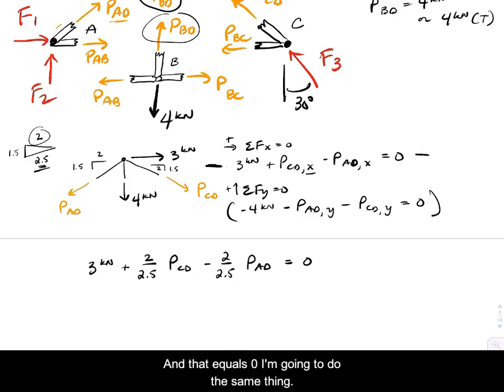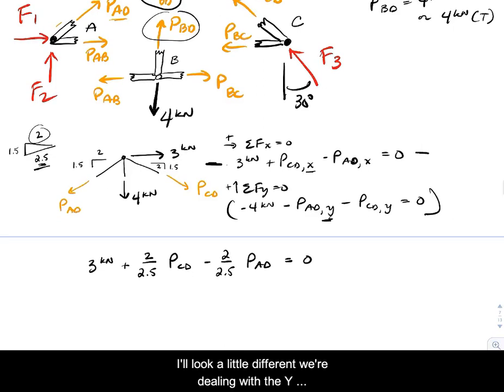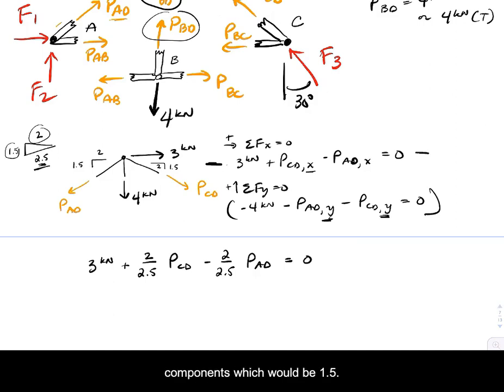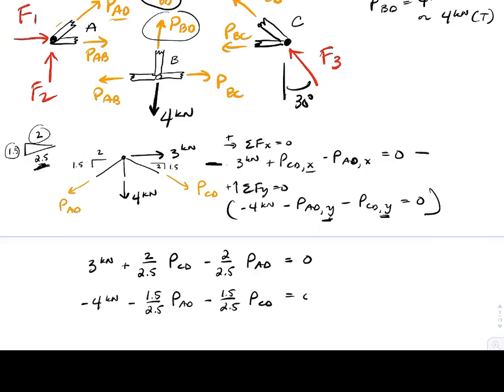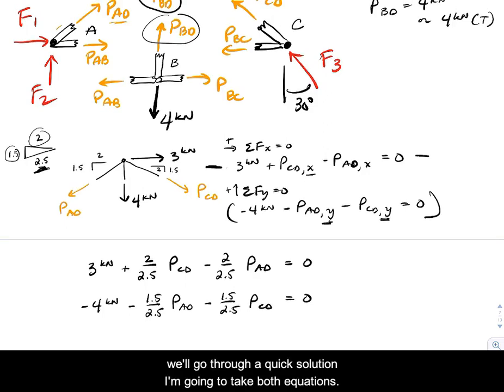I'm going to do the same thing. It's going to look a little different. We're dealing with the y components, which would be 1.5 over 2.5. So we end up with an equation that looks like minus 4 kilonewtons minus 1.5 over 2.5 PAD minus 1.5 over 2.5 PCD equals 0. So there's our two equations, two unknowns. So we'll go through a quick solution.